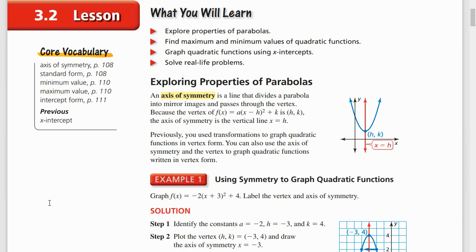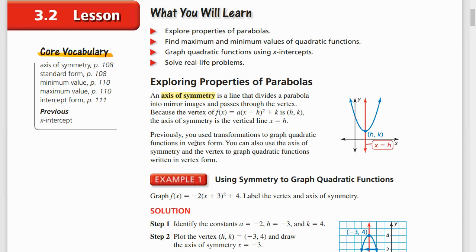So we learned about the vertex form, a(x - h)² + k. So that means the axis of symmetry is always simply going to be x equals whatever h happens to be. So it's easy to find the axis of symmetry if you know the vertex, because it's basically x equals the x value of the vertex, also known as h.